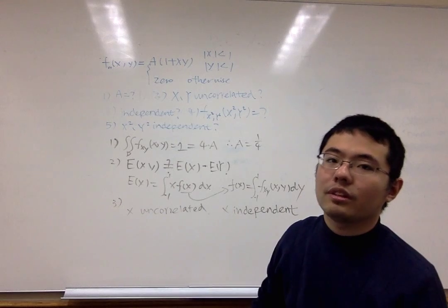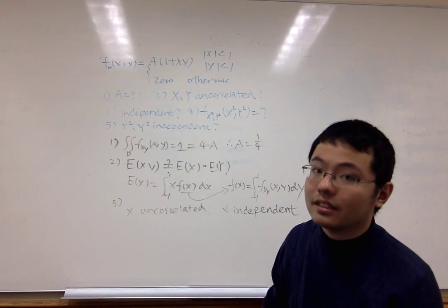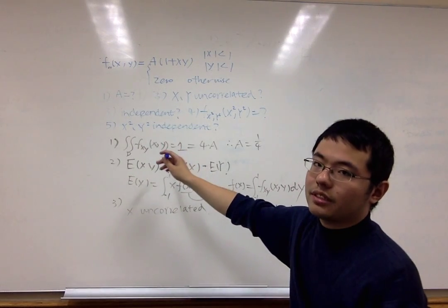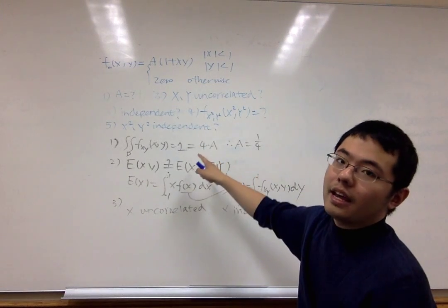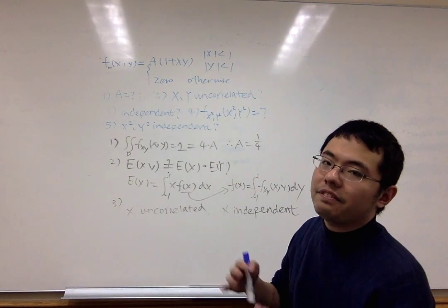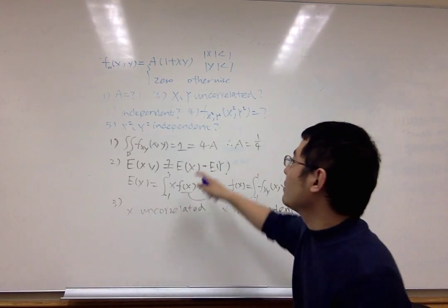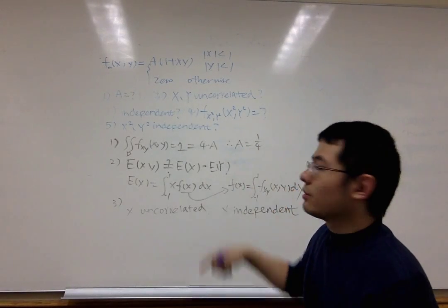We need to find out what the coefficient is in order for it to be a valid density function. Well, we just do the integral of this joint density function, and we get the final result for a. If such a joint density function is valid, then the integral must be equal to 1. So we get a equals 1 over 4.